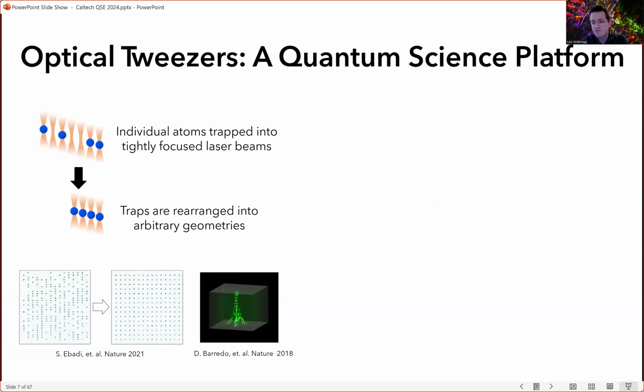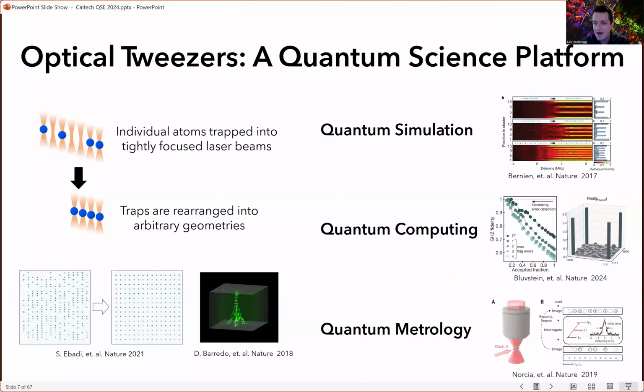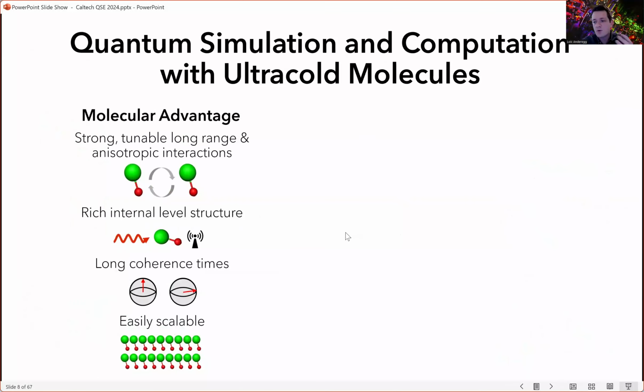And with this platform, people working with ultracold atoms, and specifically exciting ultracold atoms to Rydberg states, have been able to use this for a wide range of quantum simulations, as well as showing quite promising results for quantum computing and some quantum metrology applications. Now, why would we want to do this with molecules rather than atoms? There are a few reasons for this. Molecules have a strong and tunable long-range interaction.